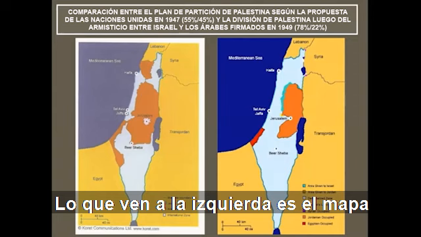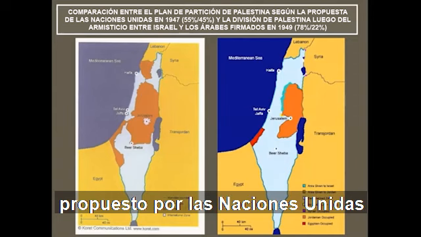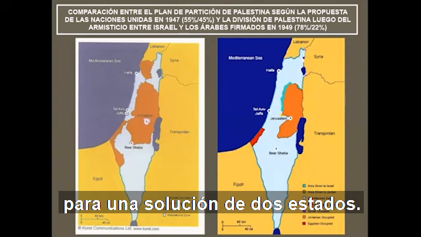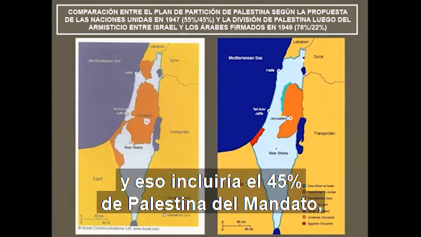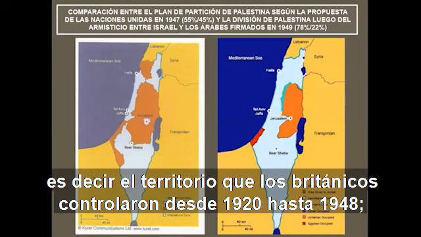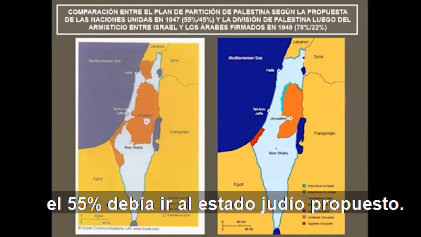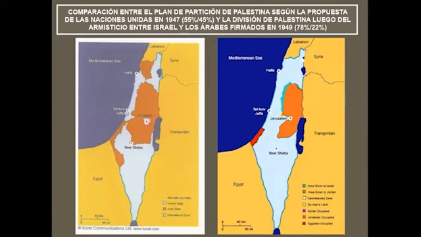Now, what you see on the left is the United Nations proposed map for a two-state solution. The orange area was supposed to be the Arab state, and that comprised 45% of all of Mandatory Palestine that the British were controlling from 1920 through 1948. 55% was to go to the proposed Jewish state.